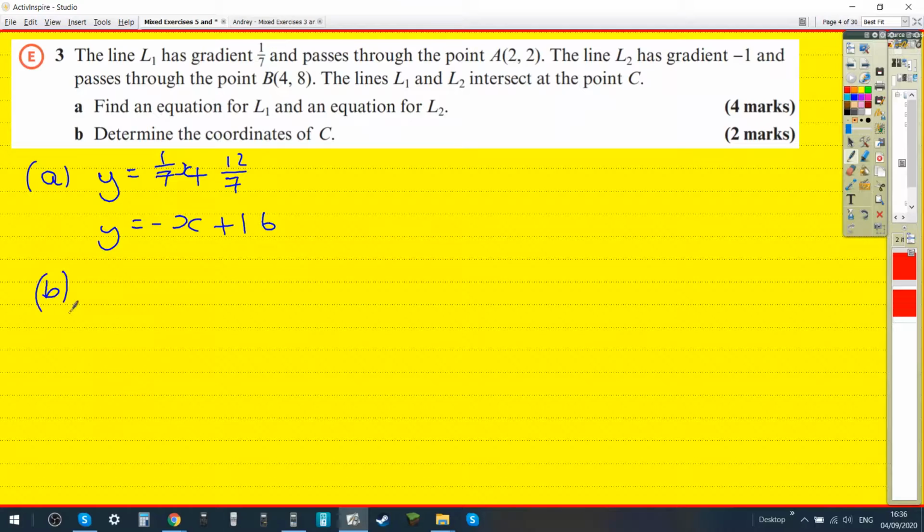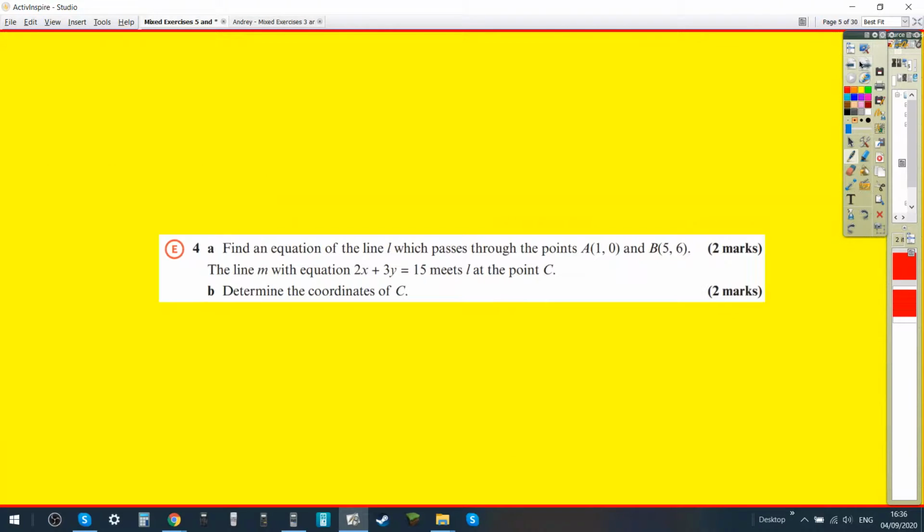And how would you do B? Do I need to make those two equations equal to each other? Yes. And would your answer be full marks? I need to get both x's and y's. Yeah, I think you're good for that. Okay, grand. Let's see.